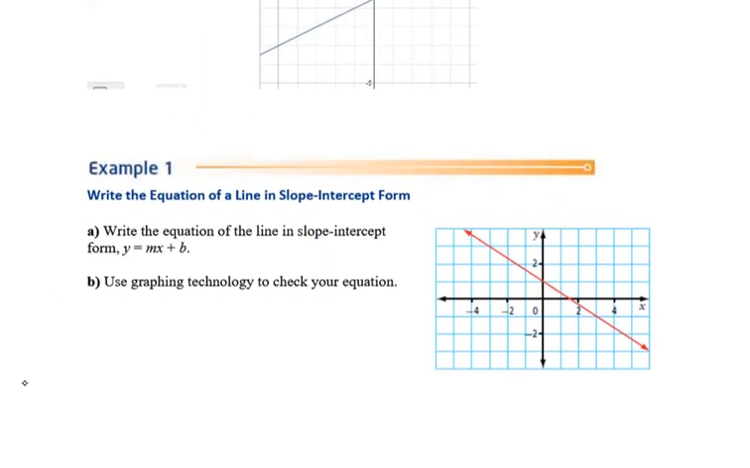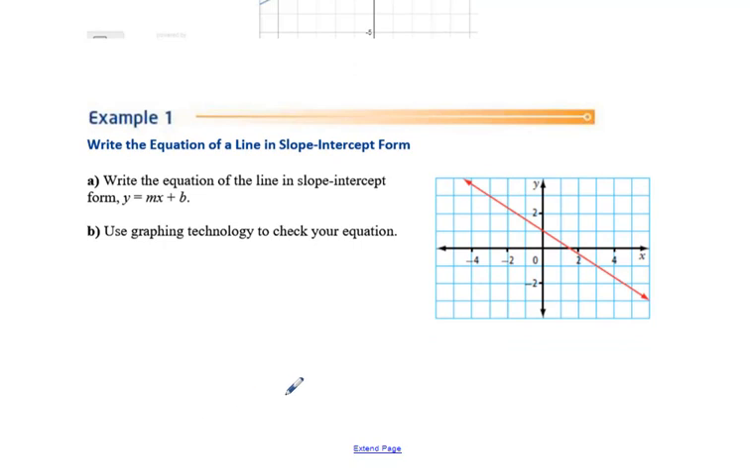Now, here's our first example here. We want to write the equation of a line in slope-intercept form, and then we're going to check it using technology. So let's do A first of all. First of all, I'm going to determine what my value of b is. So this is for A. b is my y-intercept, and you can see here, my y-intercept is equal to 1. Now, what's our slope here?